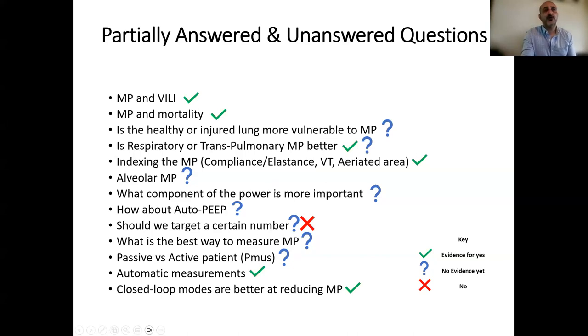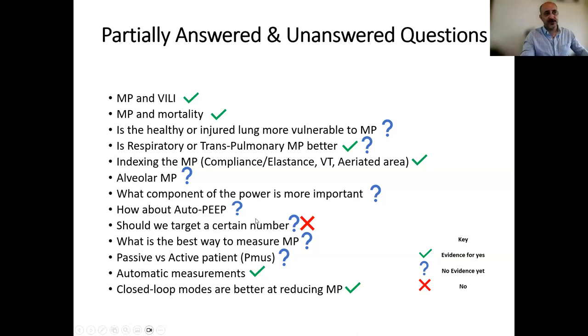Now, what component of the power is more important? Is it the driving pressure? Is it the tidal volume? Is it the respiratory rate? Probably they're all very important, but they might have different weights in the mechanical power. But this again needs more work because so far the studies are a little bit confusing and inconclusive. How about PEEP? If you notice, most of those calculations include PEEP. Does PEEP cause worsening mechanical power? Probably yes, but again, we don't have much of an answer.